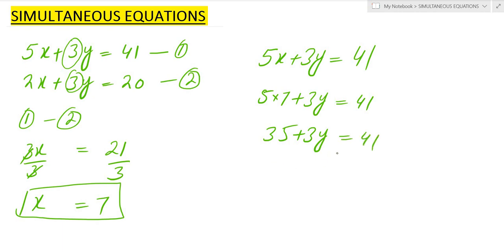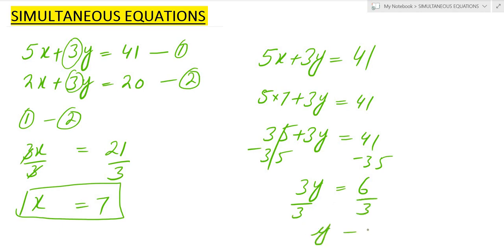So we need to find the value of y, so we need to take away 35 on both sides. So I'm going to take away 35 over here, and I'm going to take away 35 over here as well. So this is going to be cancelled out. So we got 3y over here, and this is going to be 41 take away 35, which is 6. Now to find y, I need to divide by 3 over here and divide by 3 over here. So y is equal to 2. And we got this one. Easy peasy. I hope you understand this one.